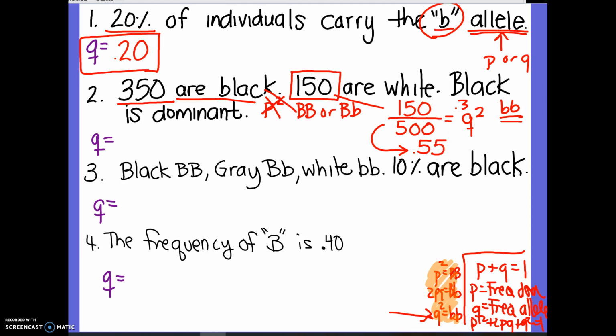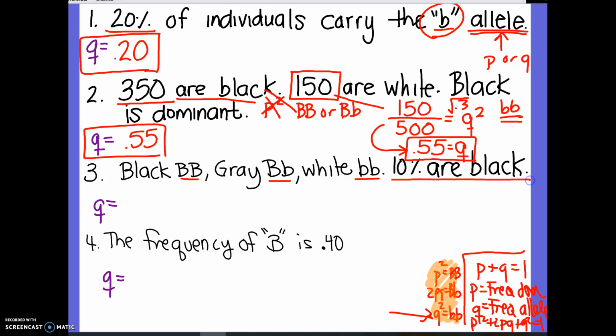So 0.55 would be Q. And all I did here was take the square root of Q squared. Okay, now, different scenario. Let me put that here, 0.55. Okay. Black is big B, gray is big B, little b, white is little b.